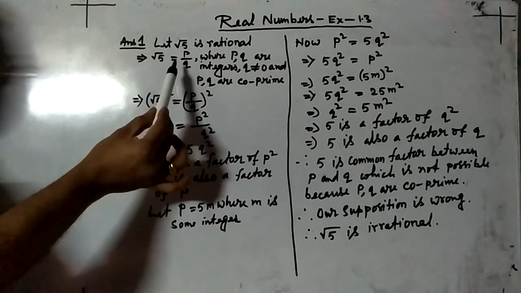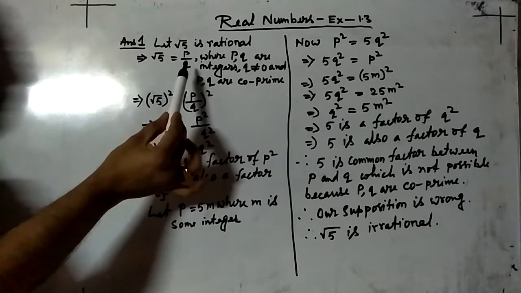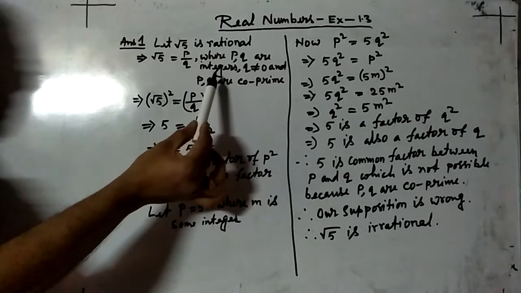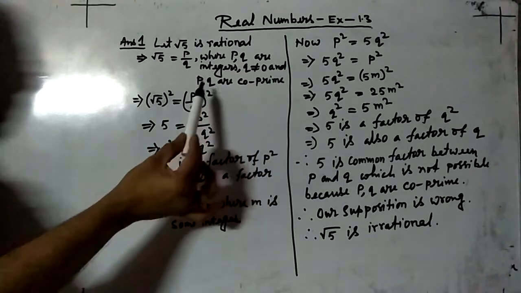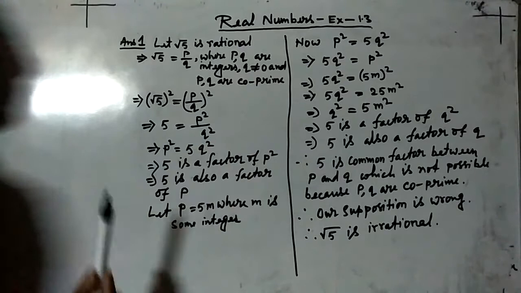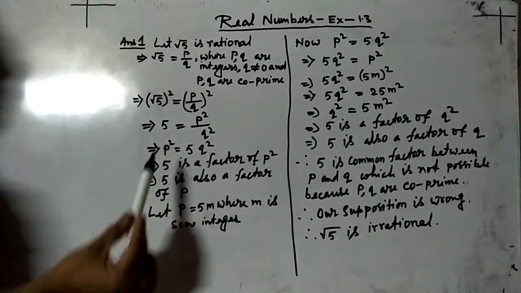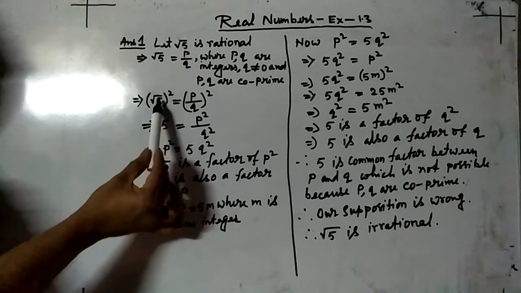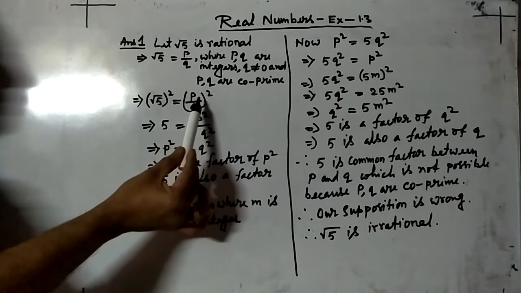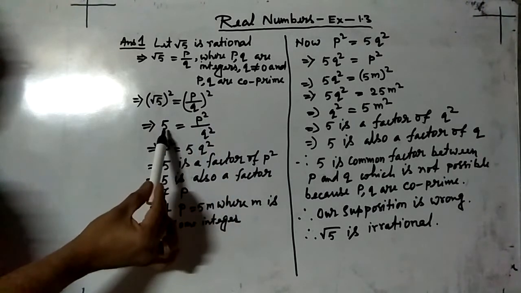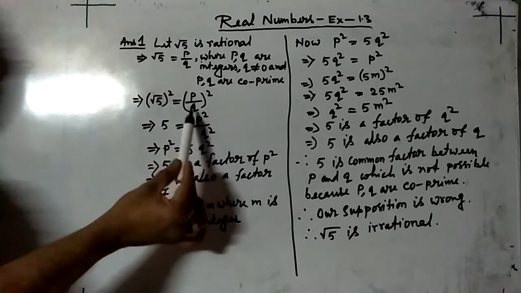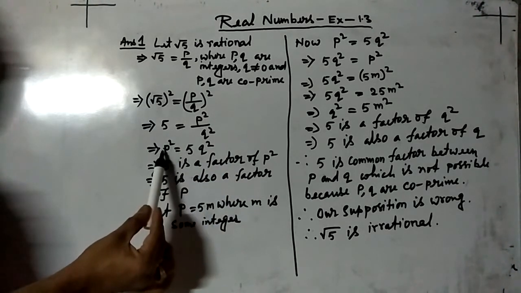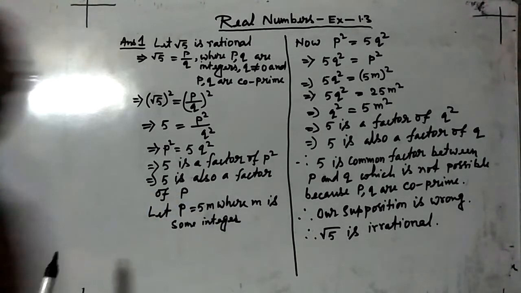Root 5 can be expressed in p by q form, because of the definition of rational number, where p and q are integers, q not equal to 0, and p and q are co-prime, right? Understood? Now squaring both sides. If we square both sides, then root 5 whole square equals p by q whole square. Root 5 square equals 5 equals p by q whole square equals p square by q square. Cross multiply, then we get p square equals 5q square.